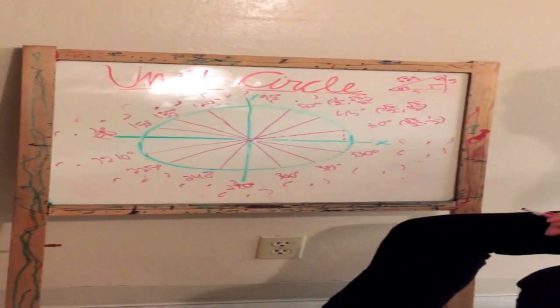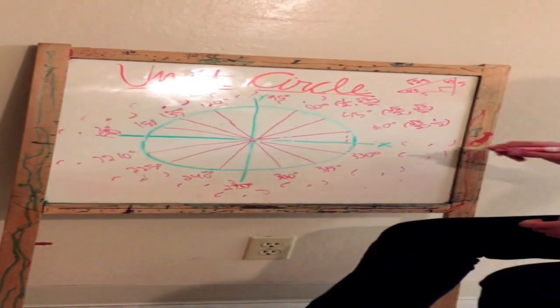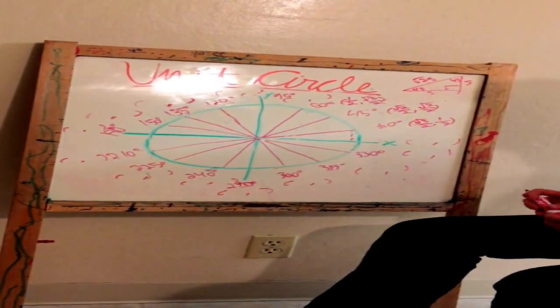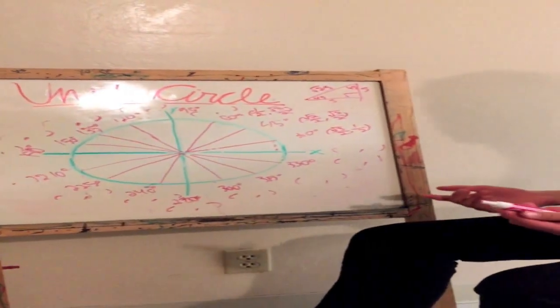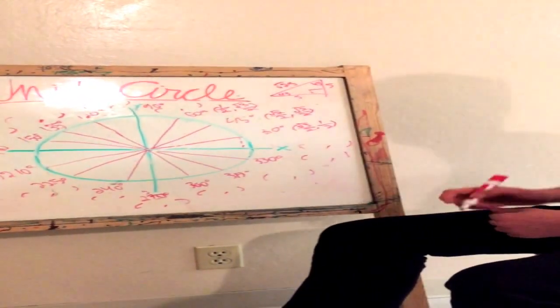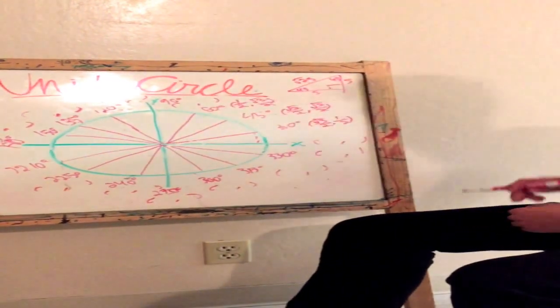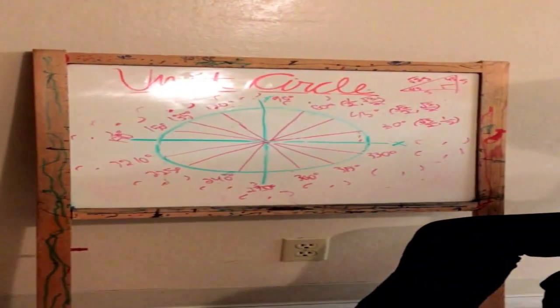Now, the trick to this is the 3, 2, 1, 1, 2, 3 trick. All of the denominators are 2. And then the numerators go from 3 to 2 to 1. 3 and 2 are both square roots, and 1 is not. So it would be 3, 2, 1, 1, 2, 3. Using that, we can use it for the rest of the circle.